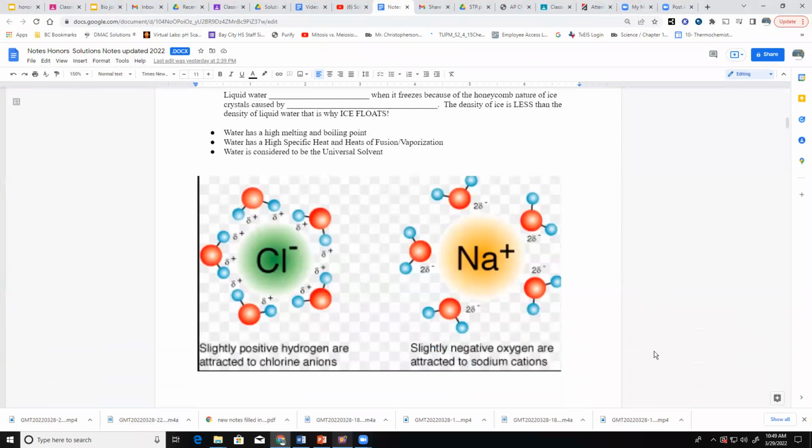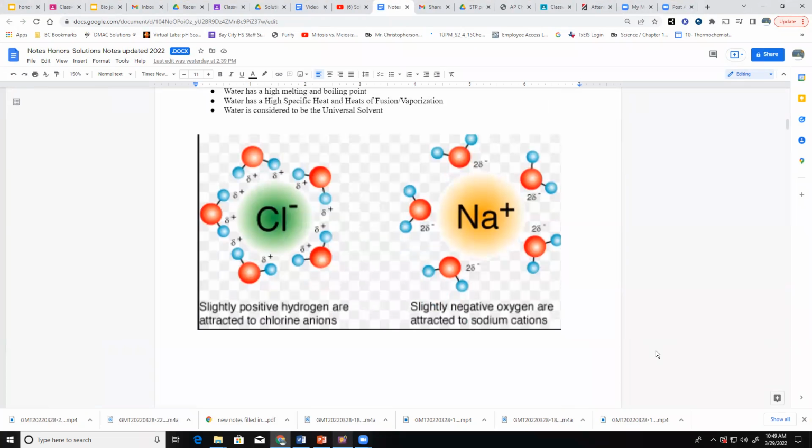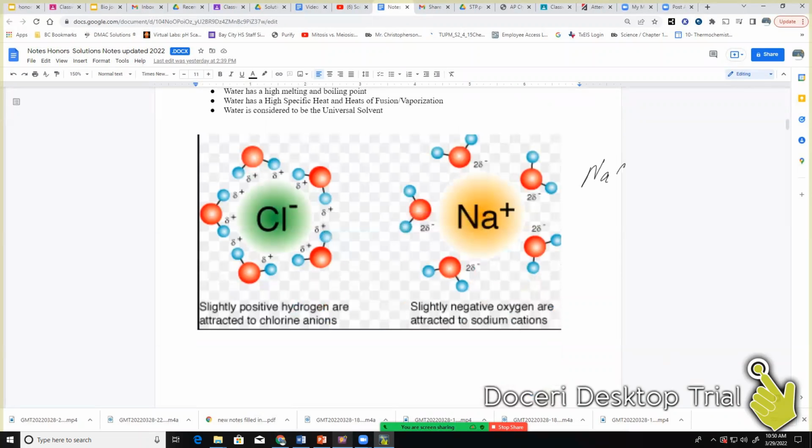And the picture just shows you an example of an ionic compound. So this is sodium chloride, but if you remember back from double replacement reactions where we had to use the solubility rules, it doesn't exist like that whenever we put it into an aqueous solution or we put it into water. It actually is going to separate into sodium ions and chloride ions. So positive and negative ions.